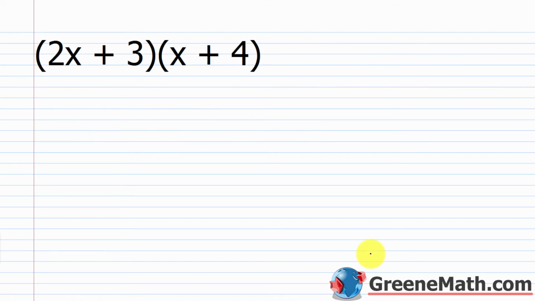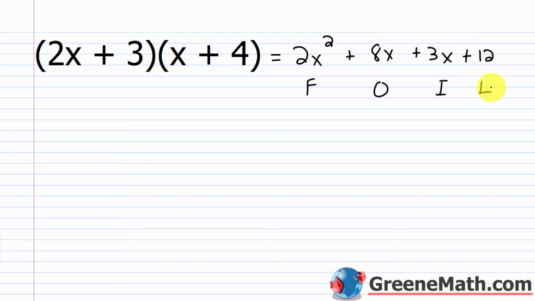All right, so I want to start out with just a demonstration of FOIL and then showing you how we would go about reversing this. So we know FOIL is first term, so 2x times x is 2x squared. So this is the F. Then outer terms, 2x times 4 is plus 8x. This is the O. Then inner, 3 times x is plus 3x. This is the I. And then last, 3 times 4 is 12. So plus 12. This is last. So if we combine the outer and the inner, we're going to get a middle term that's 11x. So this is equal to 2x squared plus 11x plus 12.